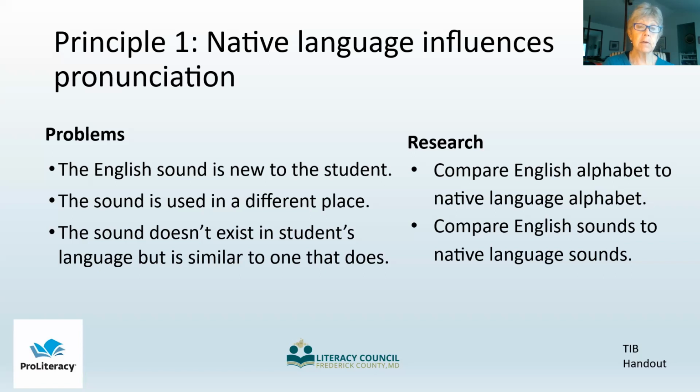The second reason the student may have trouble is that the sound exists in the student's native language, but in English it comes in a place that is strange to them. For example, the Khmer language has the s sound, but not at the end of a word. So a Cambodian learning English will tend to drop final s sounds. They might pronounce bus as ba and peace as p.